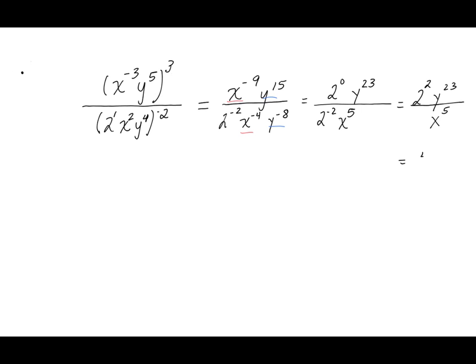And then finally, the last bit is just to go in and simplify the 2 to the 2. That becomes 4. So my final answer is 4 times y to the 23 over x to the 5.